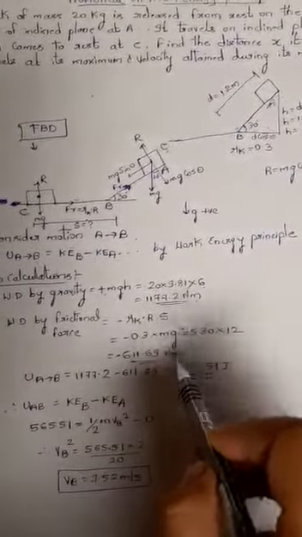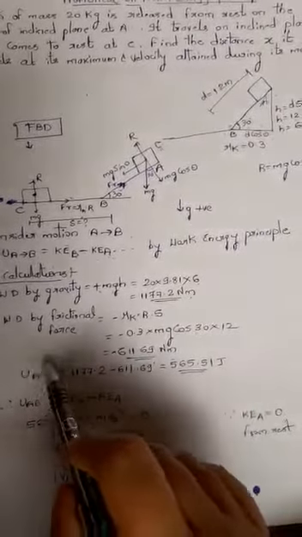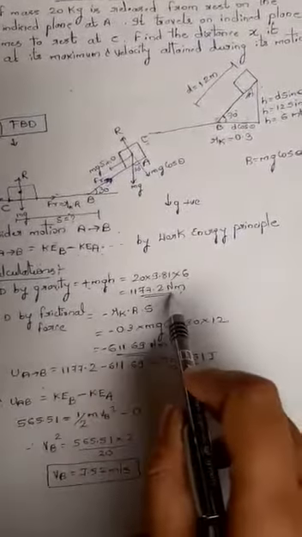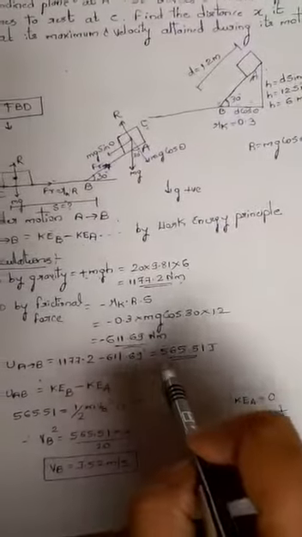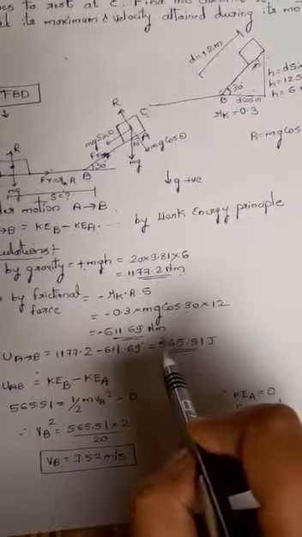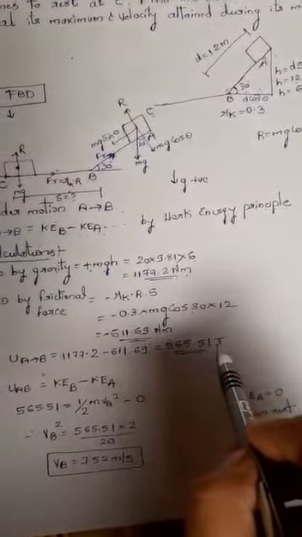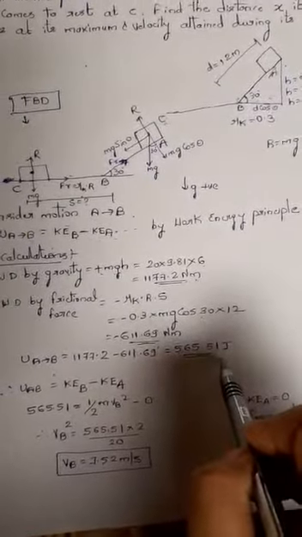Now I will add these two so that I will get the total work done. Total work done is this value plus this value. So the total work done I will get is 565.51 joules or Newton meter.